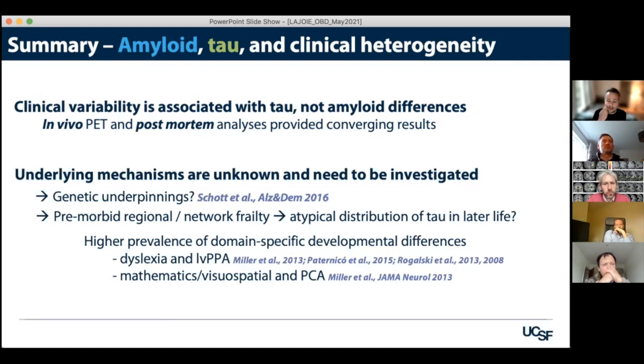And similarly, there might be some early life developmental differences in mathematical and visual-spatial abilities in patients who will end up developing PCA, the visual-spatial predominant form. So the idea is that maybe the tau pathology doesn't happen in a vacuum, and it happens on a brain that is pre-wired or that has pre-existing differences. That might explain why tau pathology is going to happen in these regions more than others.